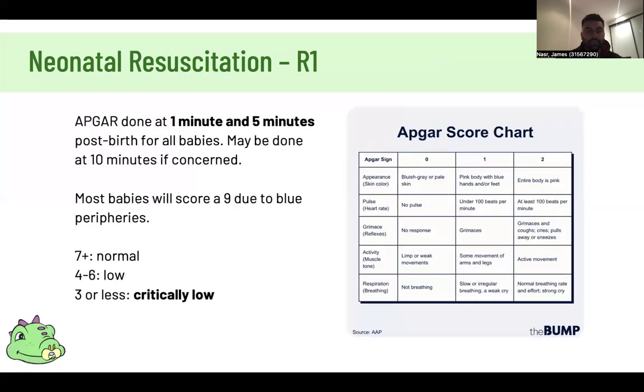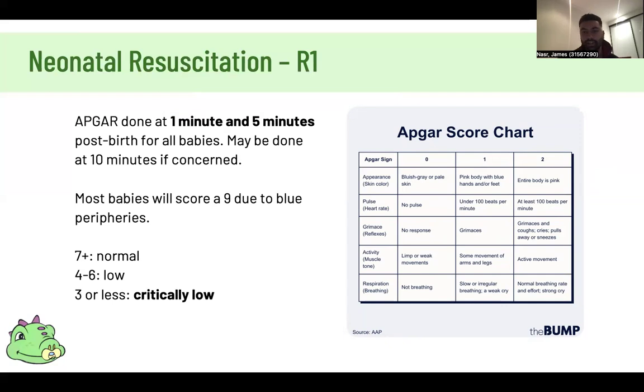So talking about APGAR scores first, these are scores that are done at 1 minute and 5 minutes post-birth for all babies that are born in a hospital, and they can be done at 10 minutes if there's concern about the baby's well-being. Just to note that most babies won't score 10, they'll score a 9, just because most babies are born with blue peripheries. So it's completely normal and expected for the baby to score 9. Any score 7 or above is considered normal. Any score between 4 and 6 is low. And any score of 3 or less is critically low, and they need pretty urgent intervention.